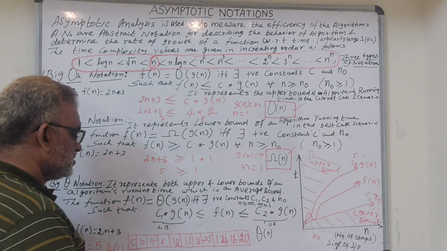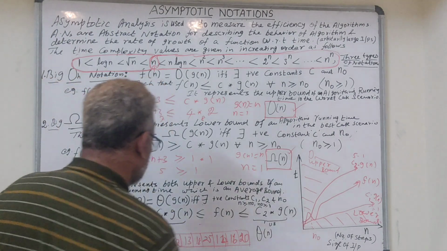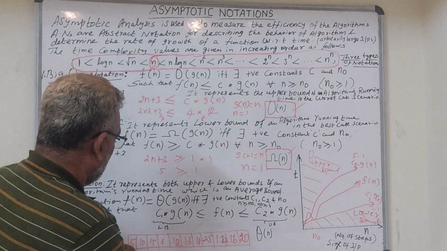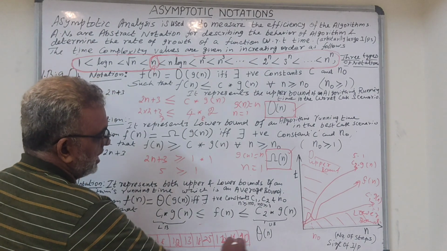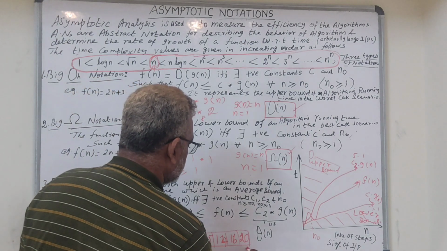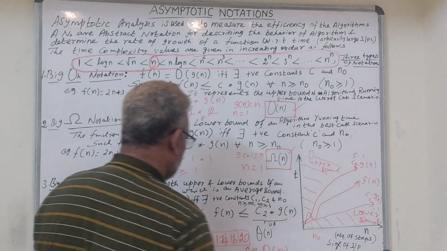Okay, suppose the value I want to search for is 20. What will happen? The value 20 is available at the last position, so it is found at n. So it is nothing but big O of n.